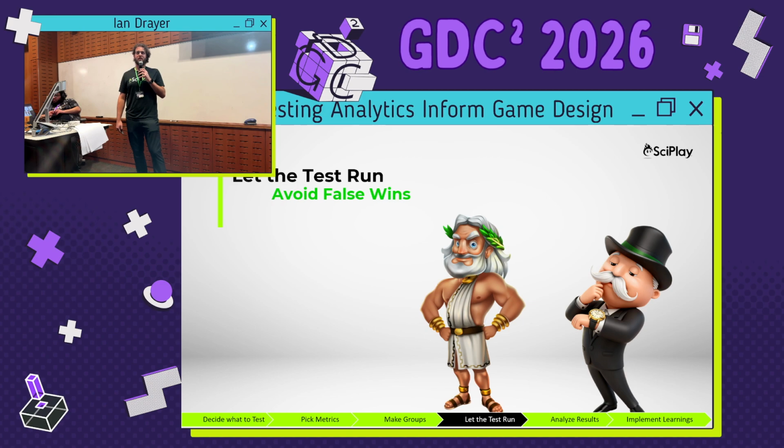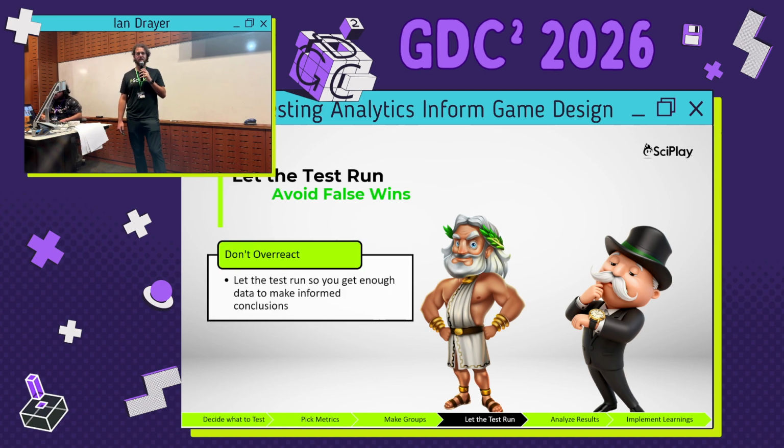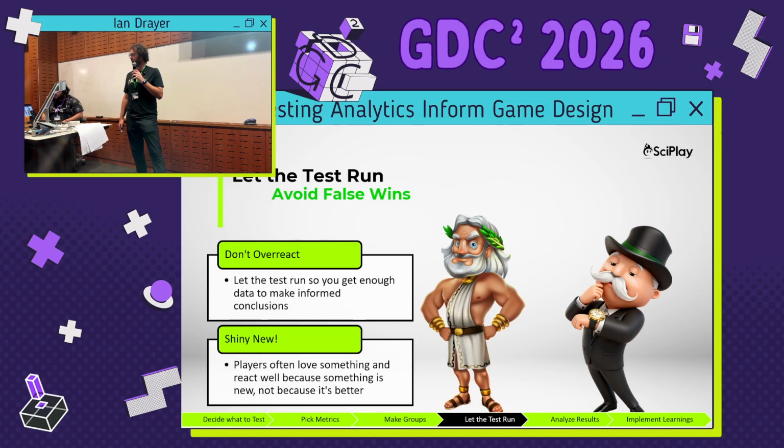Once you've broken your players into the groups, let the test run. Avoid those false wins of quick decision making. Don't overreact to your immediate results. Big reason for this is that players love the shiny new object. Players will almost always react positively the first time they see something. They see you're putting effort into your game. They want to reward you for it.